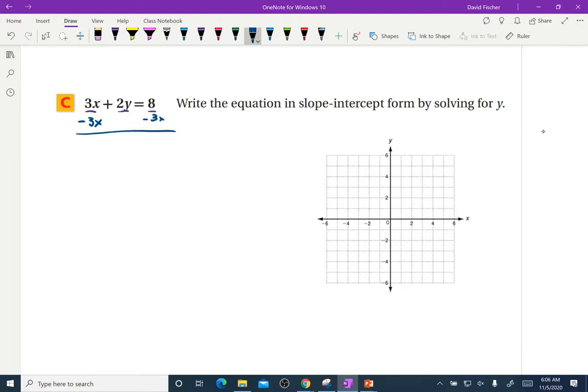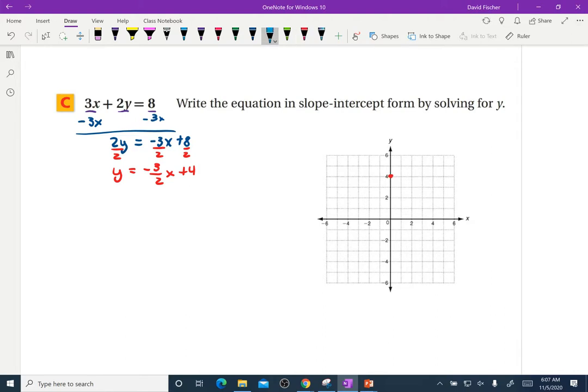So I'm going to subtract 3 x's from both sides. And then I'm going to divide by 2. Make sure you divide everything by 2. You got y equals, I want to leave this as a fraction because that's really my slope. And 8 divided by 2 is a positive 4. Now that it's in the y equals mx plus b form, I can easily come over here and graph this.